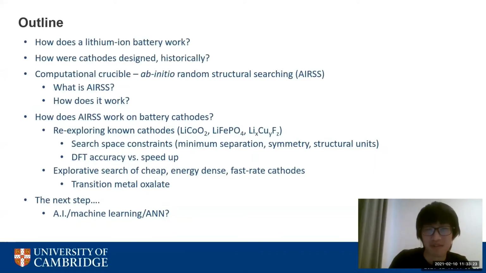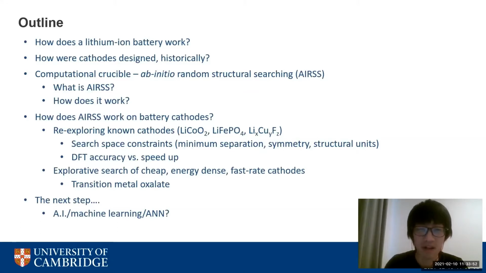In the first part I will talk about what a lithium-ion battery is, how it works, and a little bit about how cathode materials were designed historically. And then I'll be talking about the method I'm using, which is ab initio random structural searching developed by Chris. And I will use several examples to show how this method will work to explore cathode materials.